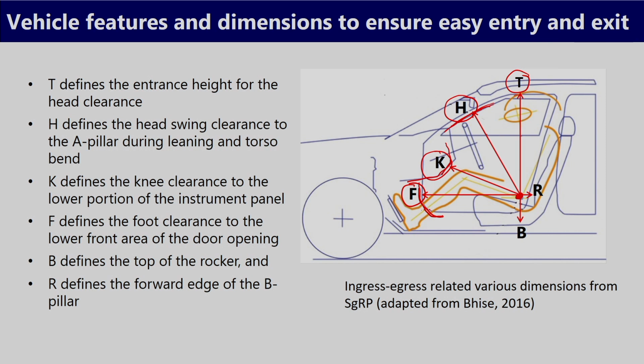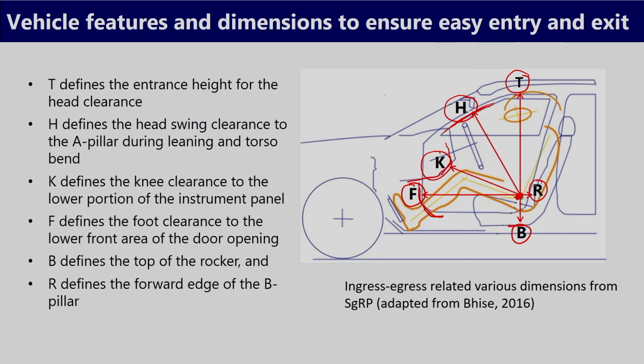this door opening. Next, another dimension is the B dimension, which defines the top of the rocker panel, that is, the height from the rocker panel to the seating reference point. In other terms, it is the height of the SgRP from the rocker panel surface. This also decides how the driver can enter the vehicle and sit on the driving seat. Another dimension is R, which defines the forward edge of the B pillar.